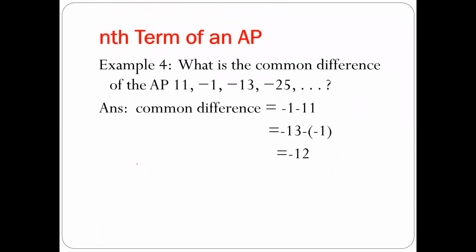For the example, 11, minus 1, minus 13. To find the common difference, the common difference is second term minus first term. So the second term is minus 1, the first term is 11, so minus 1 minus 11 is equal to minus 12. Check that the third term and the second term have the same difference. Minus 13 minus of minus 1, minus 13 plus 1, minus 12. These have the same difference. So the common difference is minus 12.